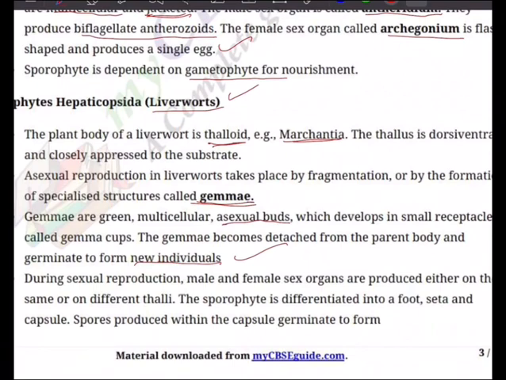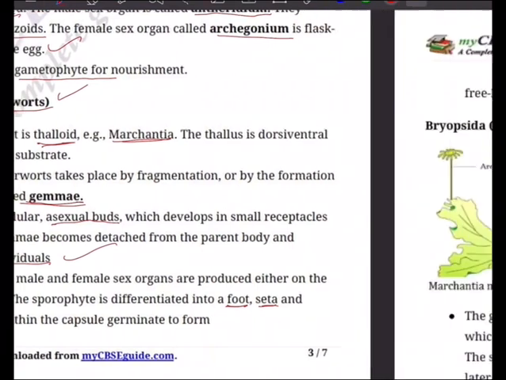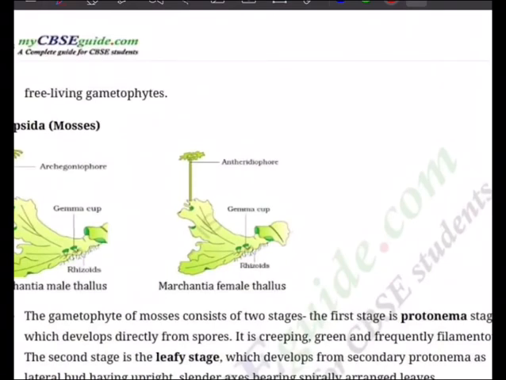During sexual reproduction, male and female sex organs are produced either on the same or on different thalli. The sporophyte is differentiated into foot, seta, and capsule. Spores produced within the capsule germinate to form free-living gametophytes.